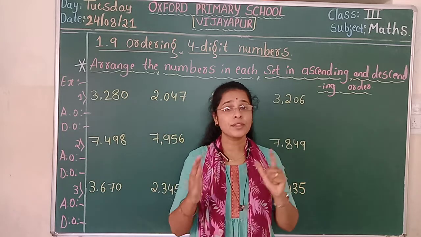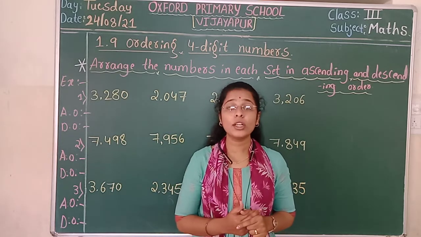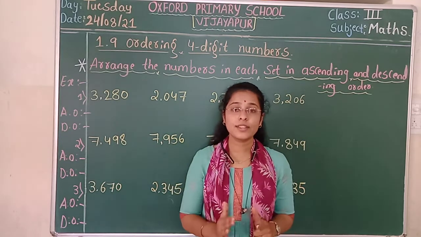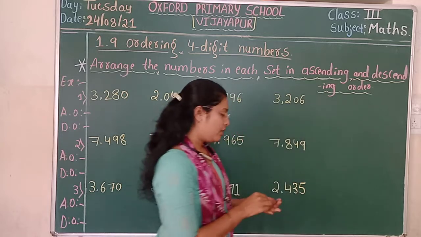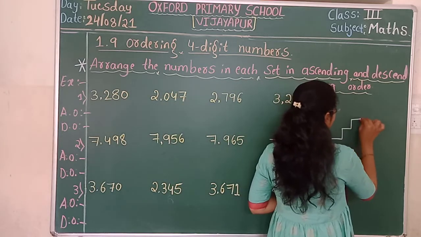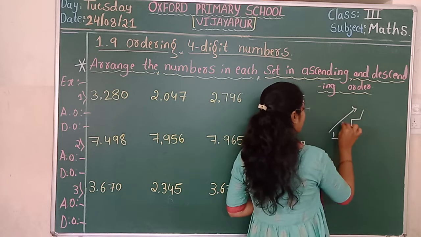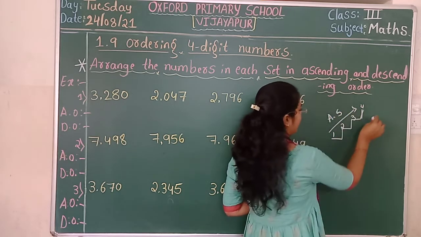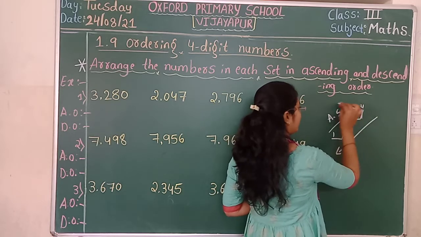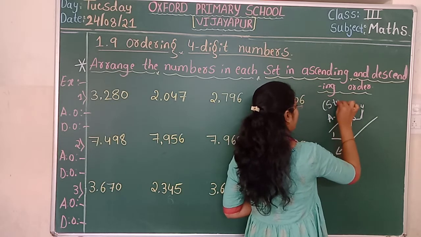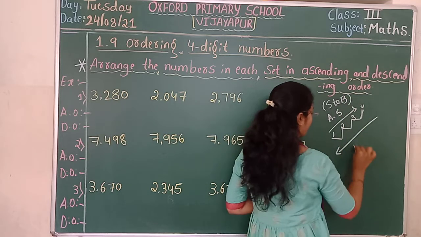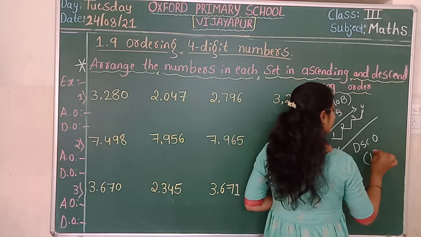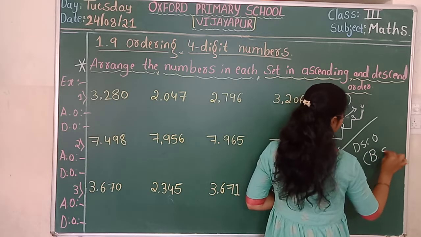Arranging the numbers from smaller place to the bigger place is what? Ascending. And arranging the numbers from bigger place value to the smaller place is descending. Once again I will recall: climbing the steps from smaller number to bigger number is ascending order. Ascending means small to big. Descending order means from big to small.